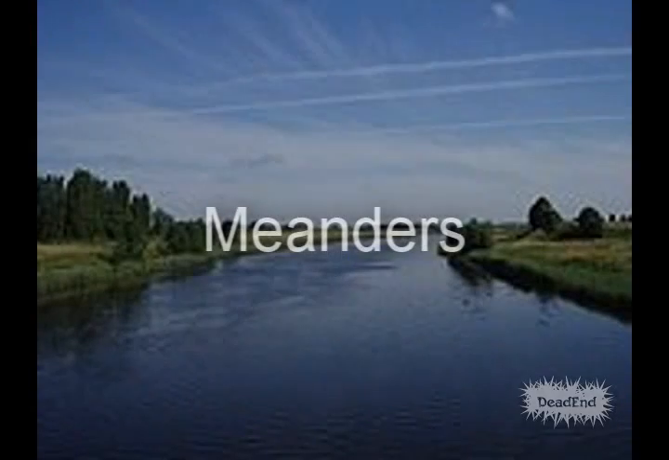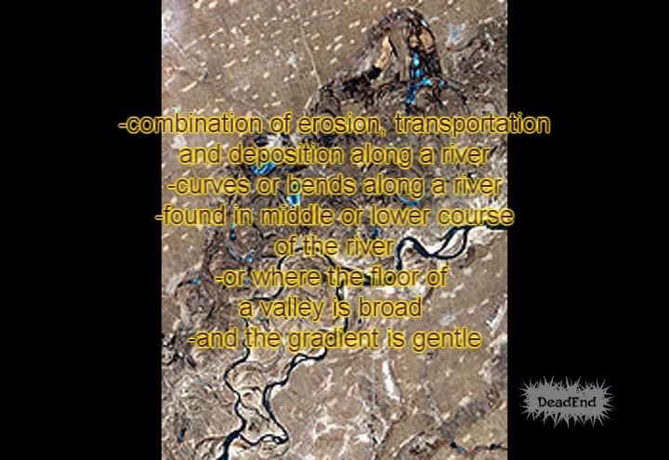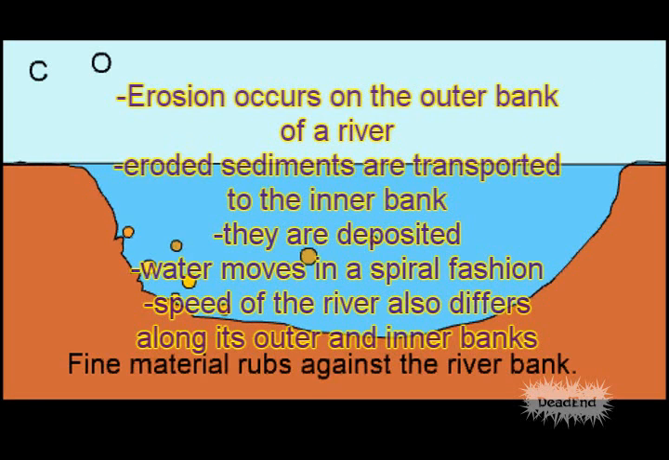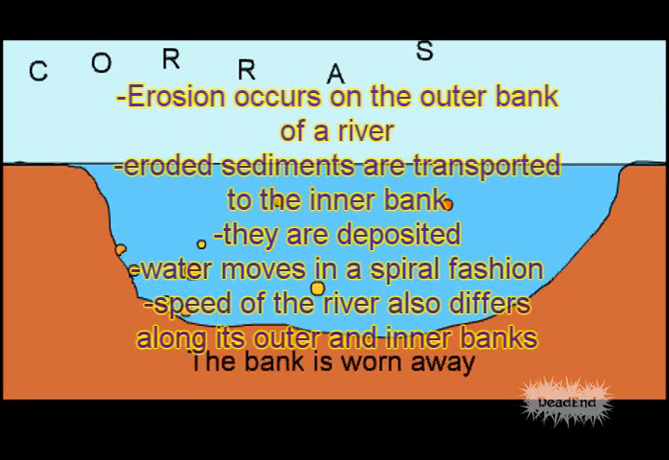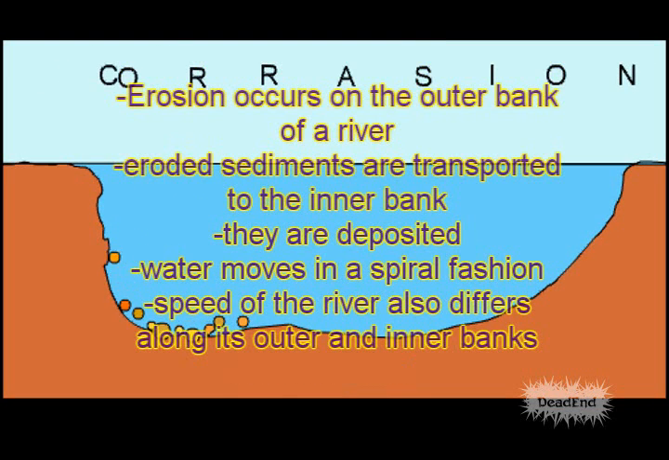Now for meanders. Meanders are formed by a combination of the processes of erosion, transportation, and deposition along the river. Meanders are curves or bends along the river, which are usually found in the middle or lower course of a river, or where the floor of a valley is broad and the gradient is gentle. At a meander, erosion occurs on the outer bank of a river, and the eroded sediments are transported to the inner bank where they are deposited. Here, the water in the channel moves in a spiral fashion. The speed of the river also differs along its outer and inner banks.